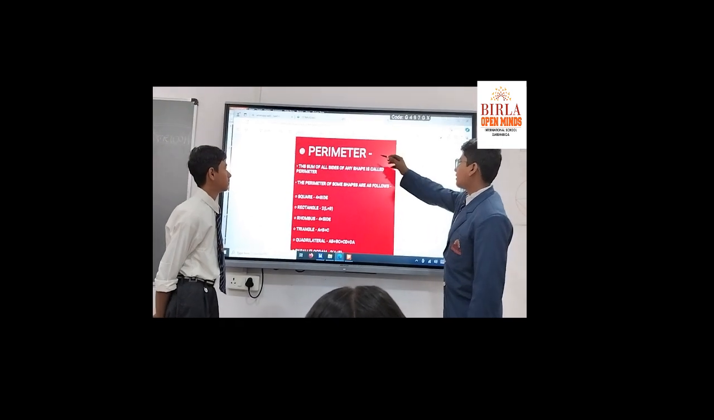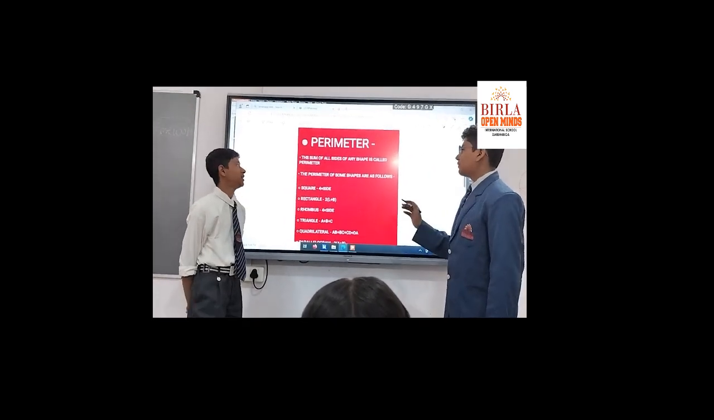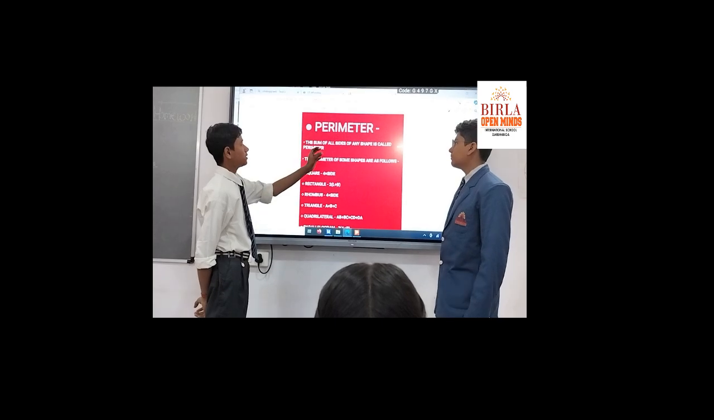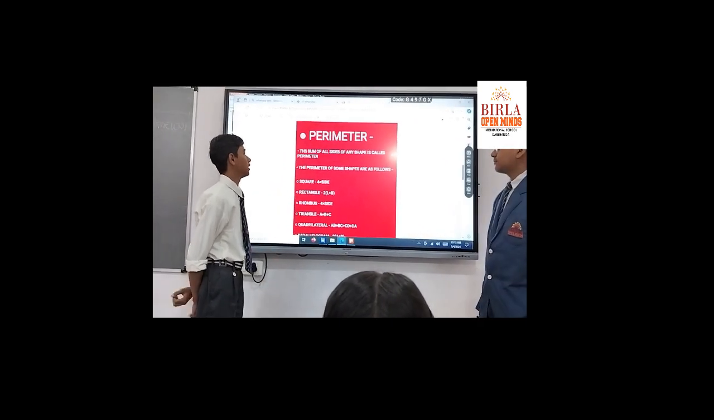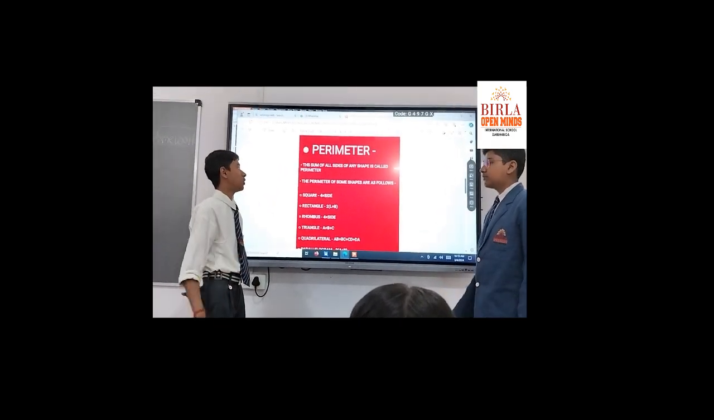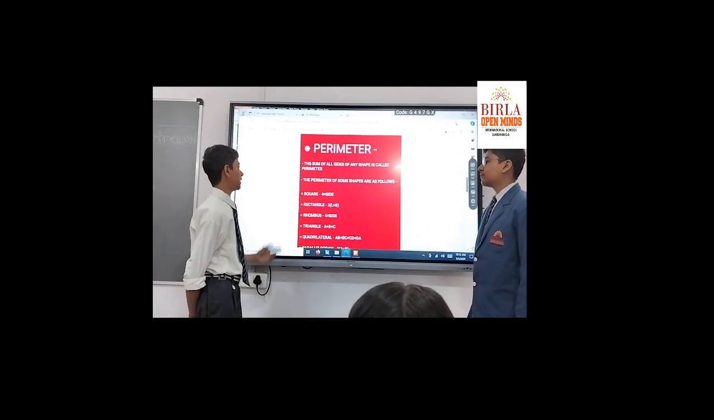So here is perimeter. Starting with perimeter, the sum of all sides of any shape is called perimeter. Which means if we add all the sides of any shape, we can find the perimeter.